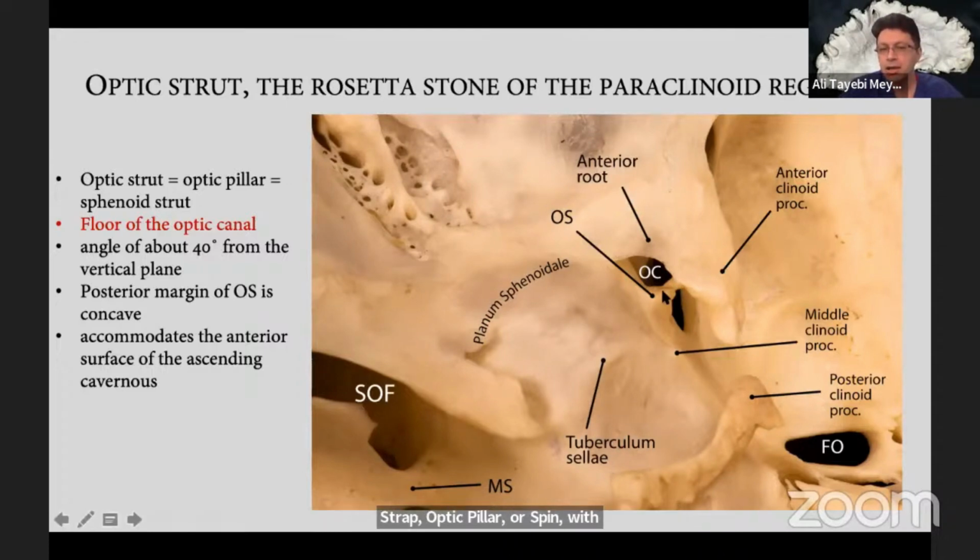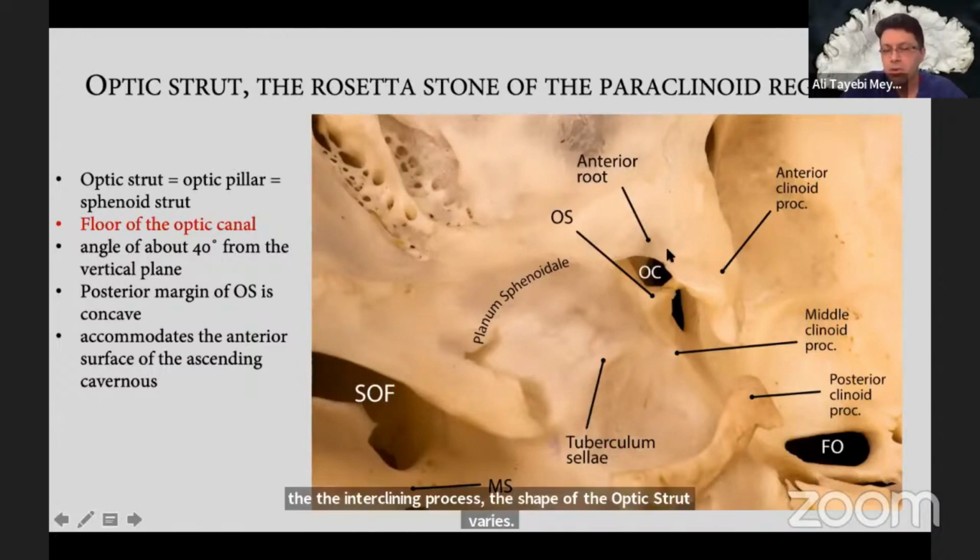It is emanating from the body of the sphenoid superolaterally and a little bit anteriorly, and it reaches the base of the sphenoid, the anterior clinoid process. The shape of the optic strut varies. Sometimes it makes the optic canal a little bit smaller, sometimes a little bit larger.